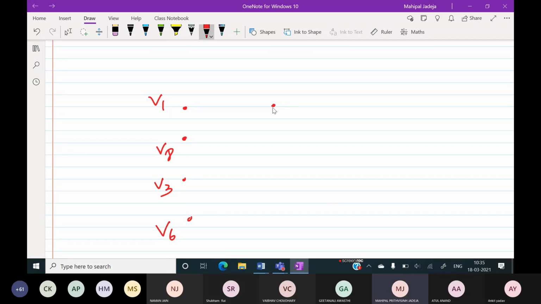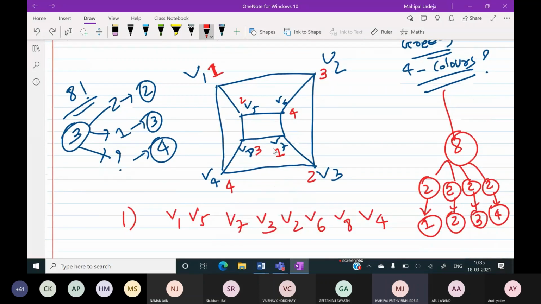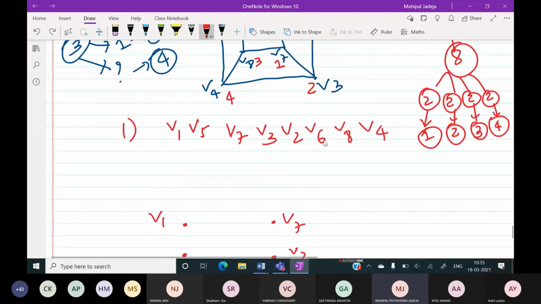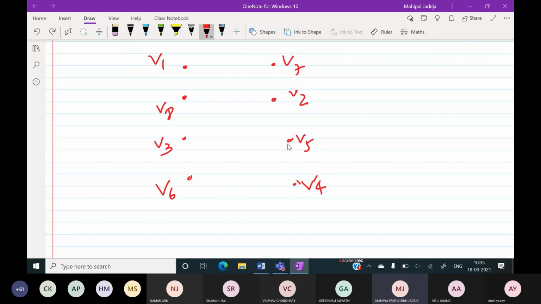So first, on the left side, I'm listing down 4 vertices. On the right side also, I am listing down 4 vertices. Let's say V7, V2, then V5 and V4. The idea is, if you notice in the original graph, V1 and V7 are not adjacent. You can check V1 and V7, there are no edges between them. V8 and V2 are non-adjacent. You can check V8 and V2, no edges between them. Similarly, V3 and V5 are non-adjacent. V6 and V4 are non-adjacent.